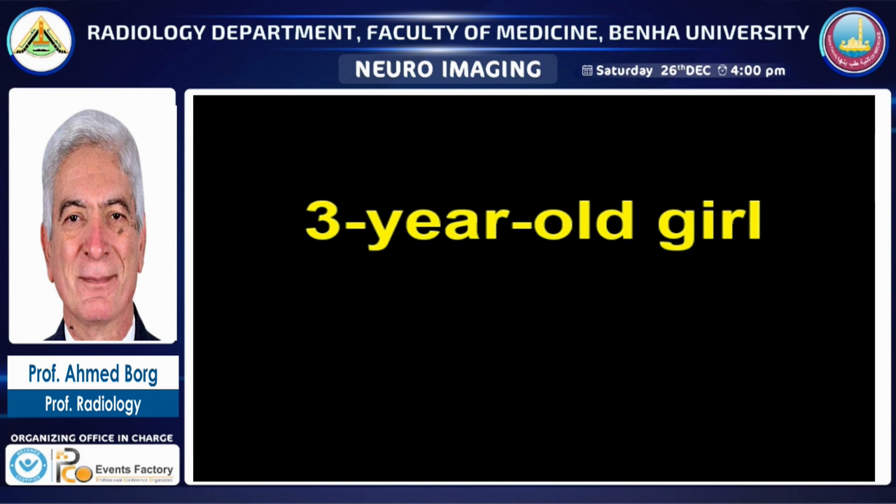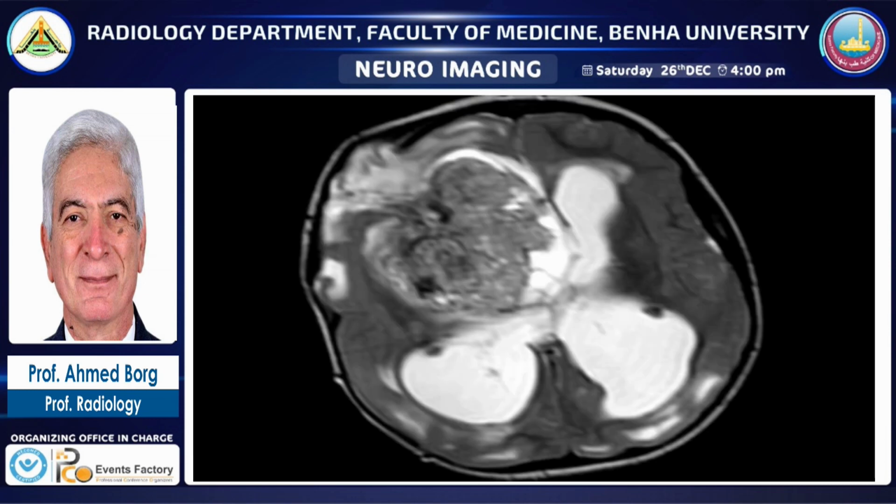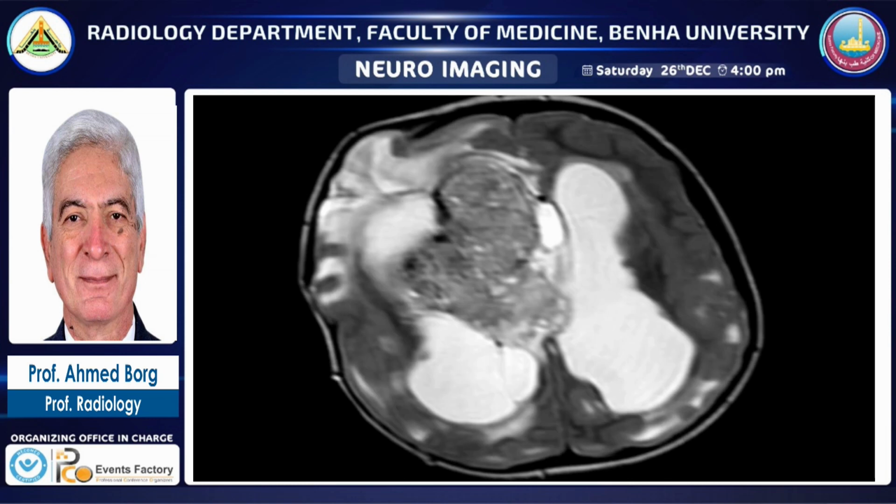Next case is a 3-year-old girl. There's a large mass here on T2 weighted image. Here you can see there are some ependymal nodules. One can also see subcortical and cortical tubers or nodules. Here the mass again in T2 weighted image. There are more cortical and subcortical tubers and also very small subependymal nodules.